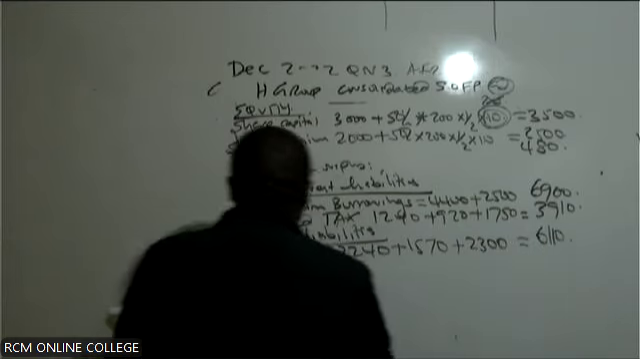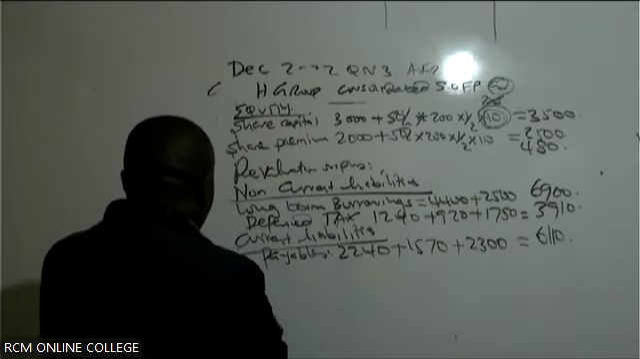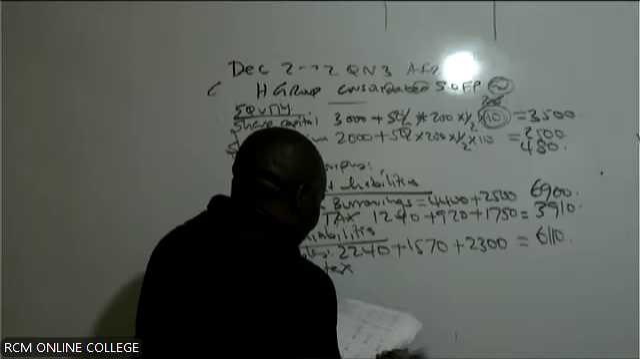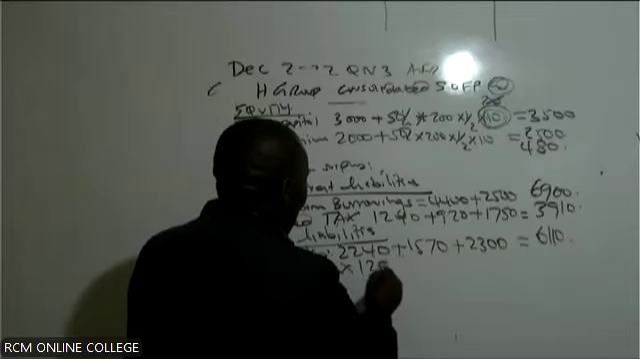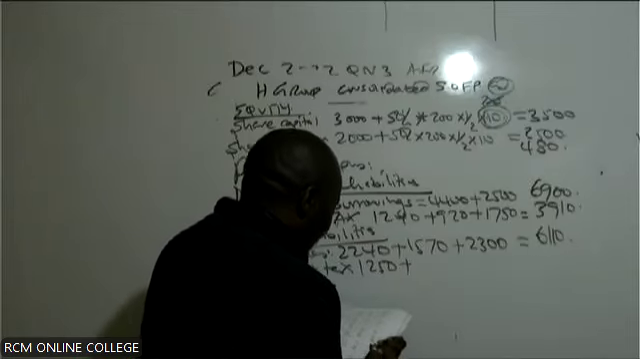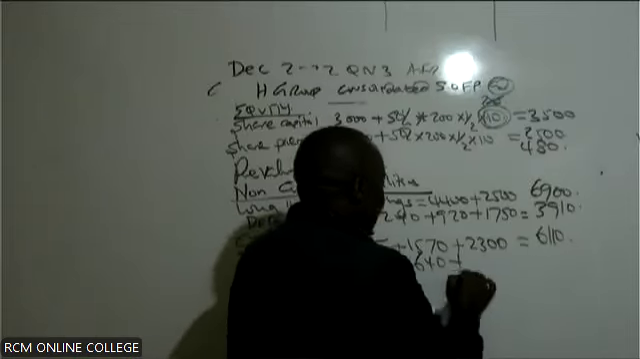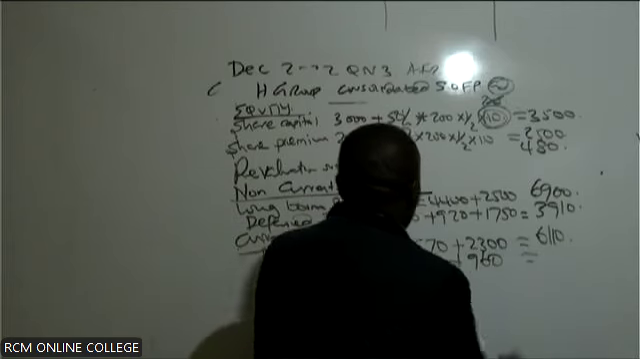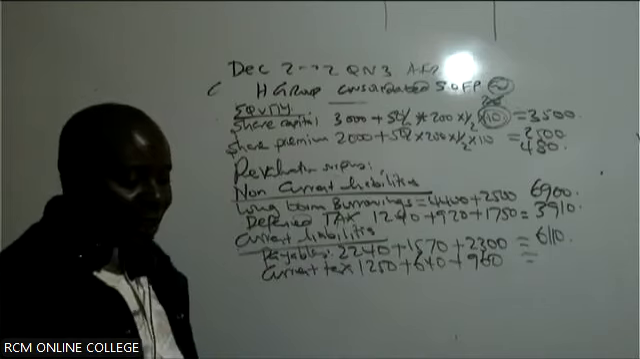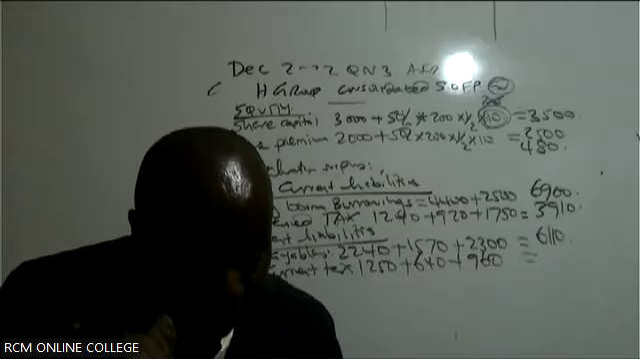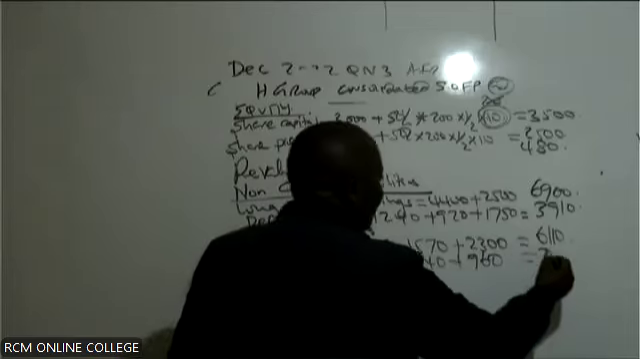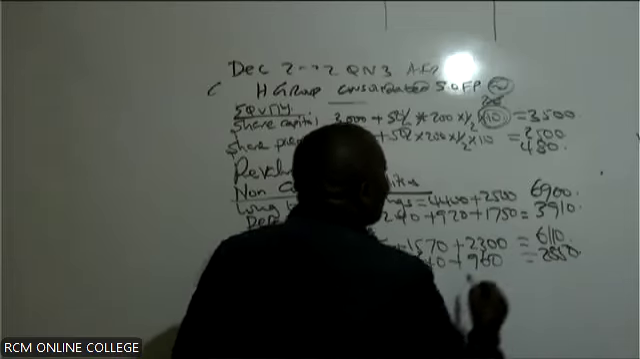6,110. And then we have, ladies and gentlemen, current tax. So current tax, no adjustments, 1,250 plus 640 plus 960. So we have 1,250 plus 640 plus 960, which will end up giving us what figure, ladies and gentlemen? 2,850, like that, 2,850.